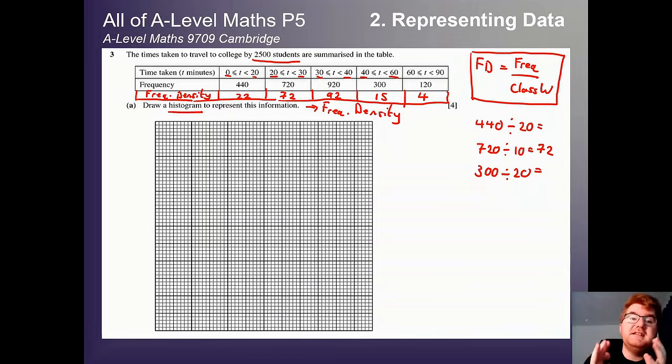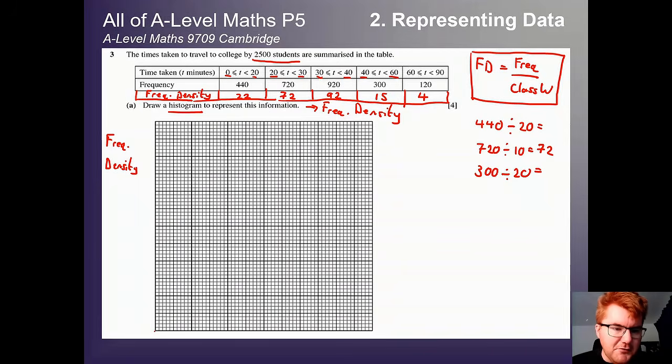Now we're going to plot this on a histogram. So if we have a look at our scale here, we need to go up to 92. Remember, frequency density is going to be written on the y-axis here. So we need to go up to 92. So I think we're going to go up in 20s here. So 0, 20, 40, 60, 80, 90. I think that's going to be fine.